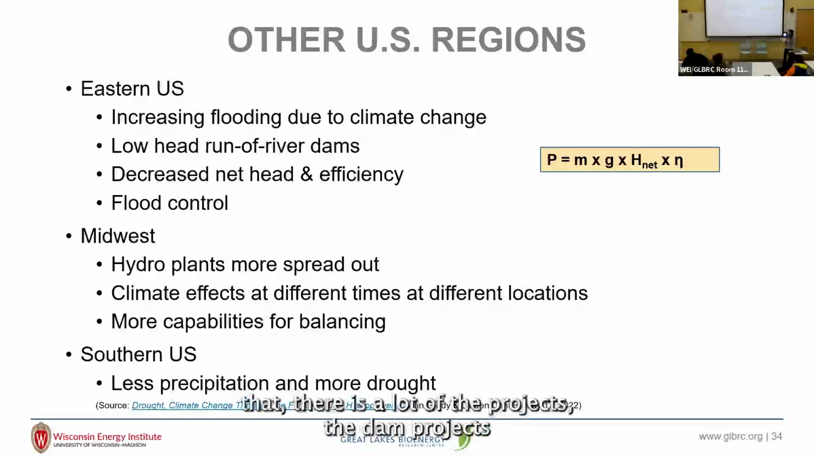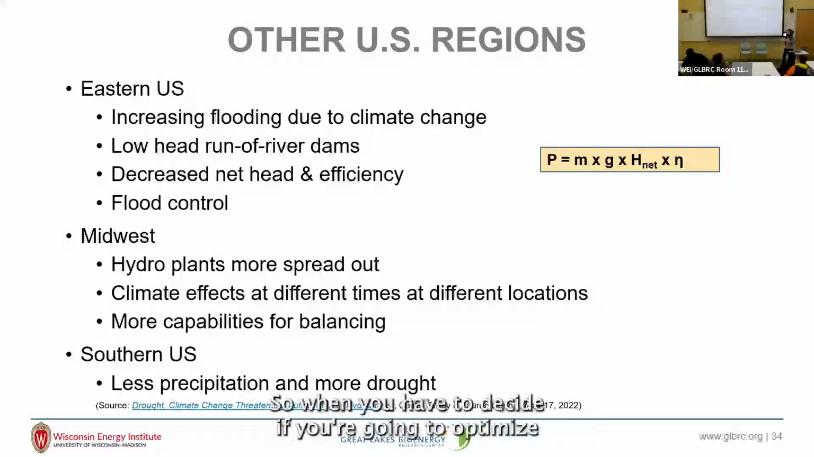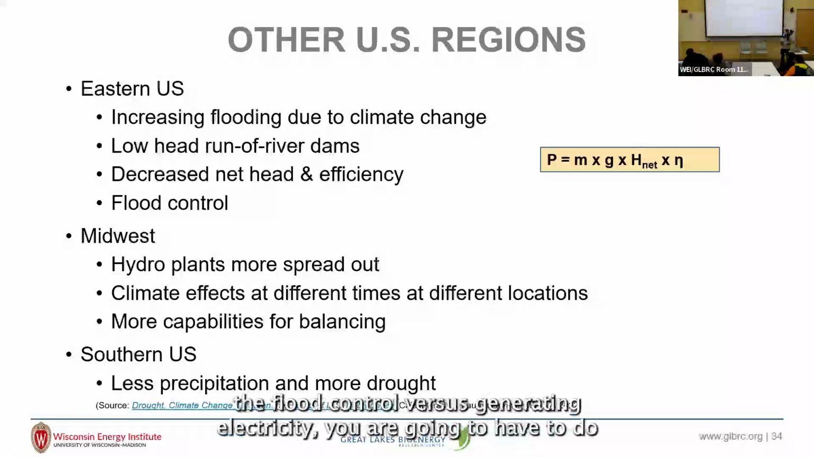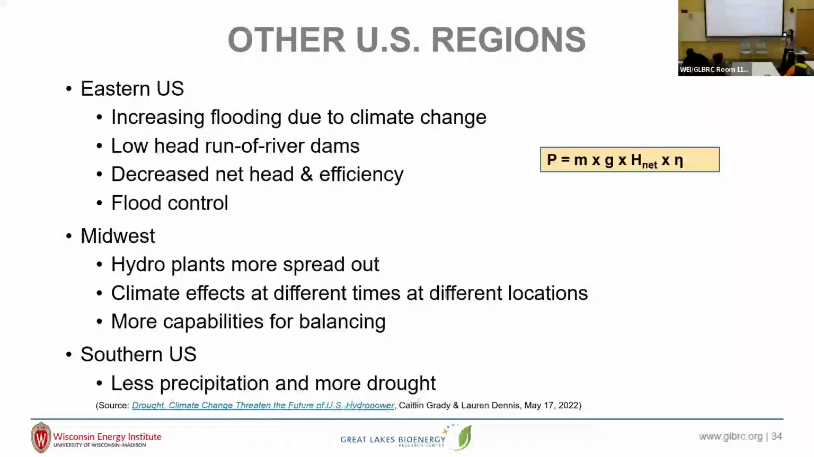And besides, a lot of the dam projects on the East Coast are for flood control purposes as a primary function. So when you have to decide if you're going to optimize the flood control versus generating electricity, you are going to have to do the flood control first, which may hurt the hydro generation.